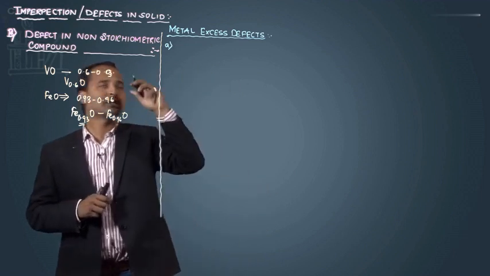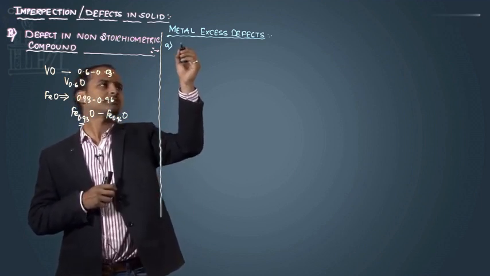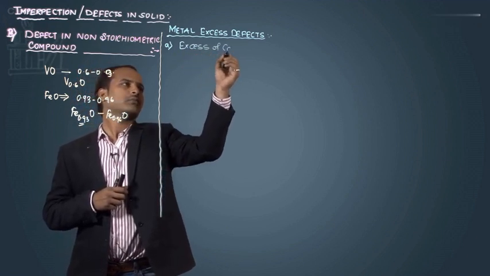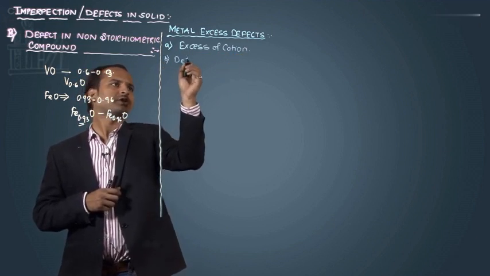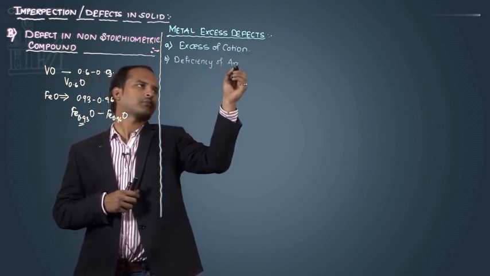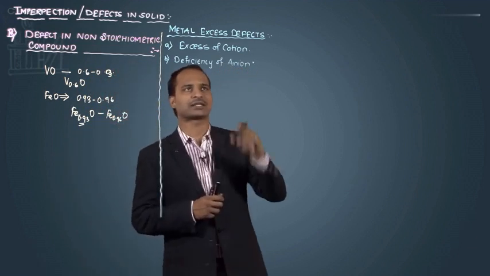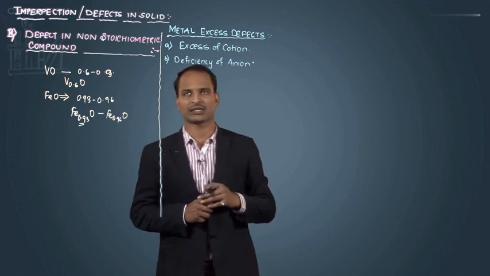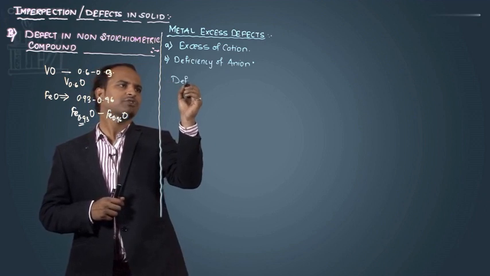Now how will the cations be more in number? There are two possibilities. Number one, excess of cation, and number two, deficiency of anion. Excess of cation means the cations are more in number, or the second one is the deficiency of anions, that is, anions are less in number. Let's start with the second one, the deficiency of anions. Let's see what it is.